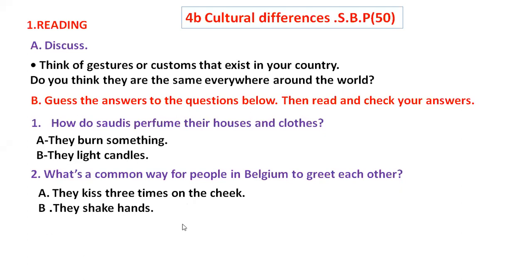Here, what is a common way for people in Belgium to greet each other? A, they kiss 3 times on the cheek, or they shake hands. Maybe they kiss 3 times.